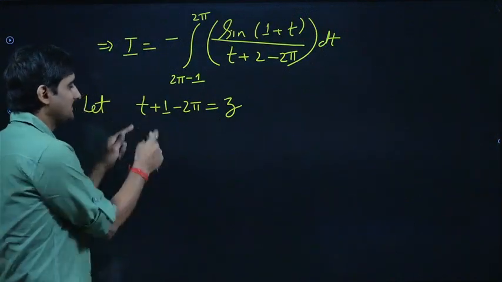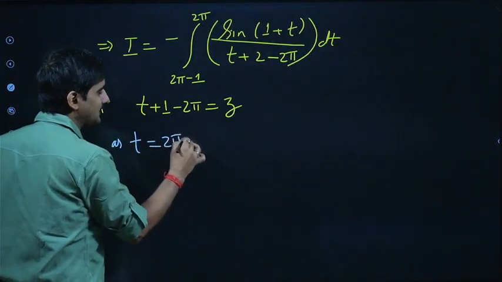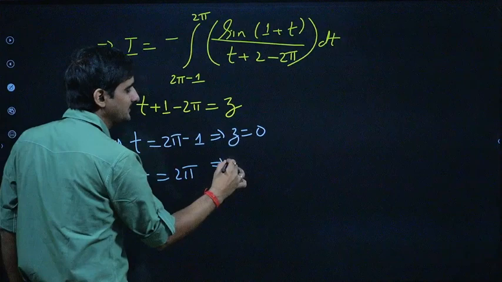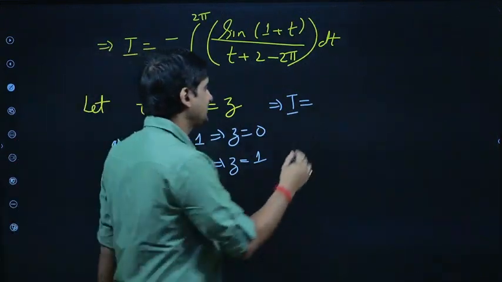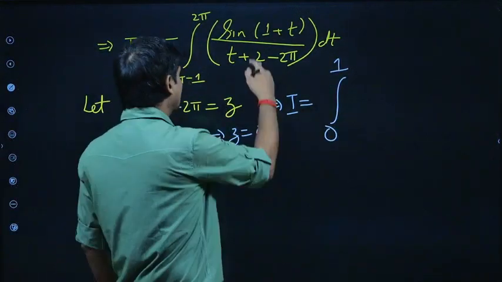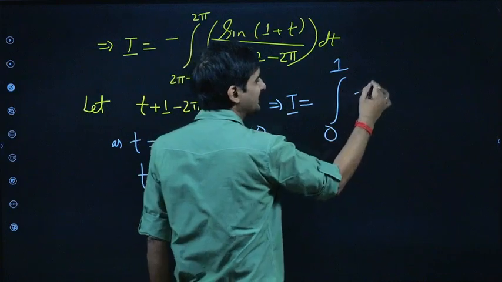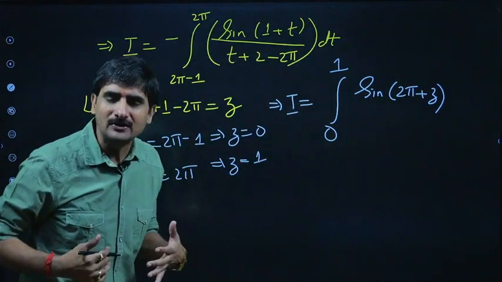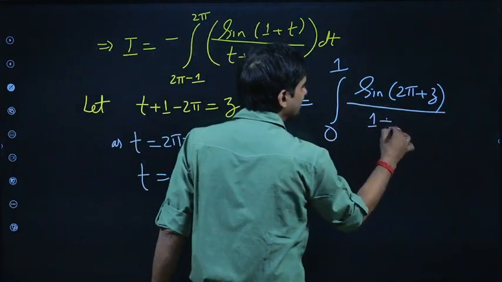So now replace t by 2 pi minus 1. As t is 2 pi minus 1, z is 0, and as t is 2 pi, z is 1. Once I could match the limit, I believe we are very close to it. So 0 to 1, and now dt is of course dz. Now we will be replacing t plus 1 by sine 2 pi plus z, and we got this one also. If we match the limit, mostly we are very close to the form which we need. Now this is nothing but 1 plus z, and we got it.